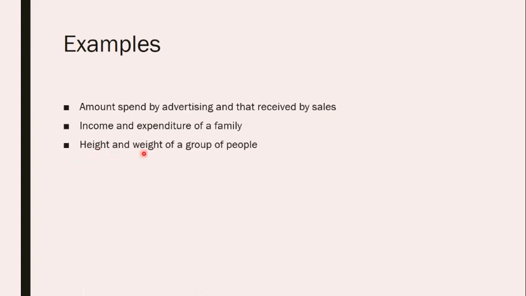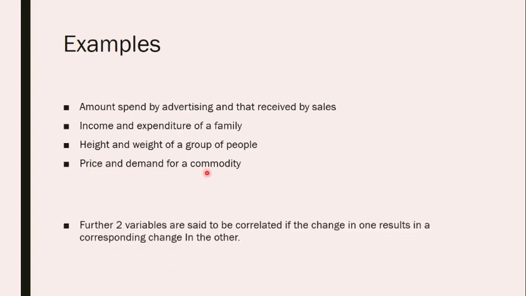Next is the height and weight of a group of people. So here height is one variable and weight is another variable, and we check whether there is any correlation between height and weight of a group of people. Fourth one is the price and demand for a commodity. Here price is one variable and demand is the other variable. And yes, we study whether there is any relationship between the price and demand for a particular commodity.